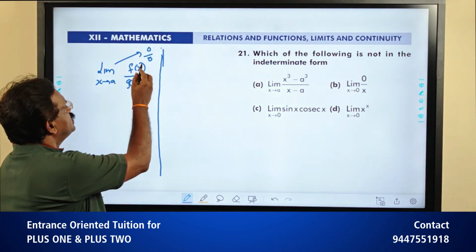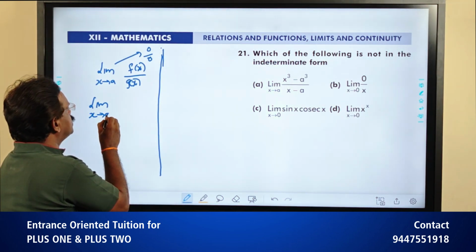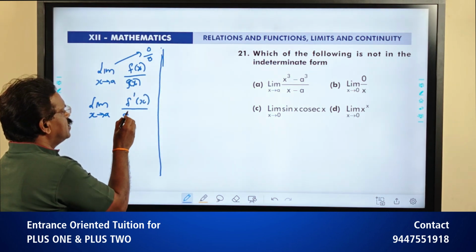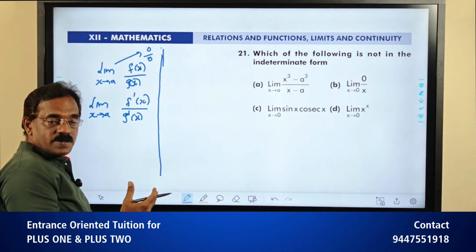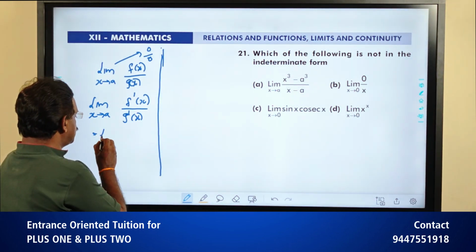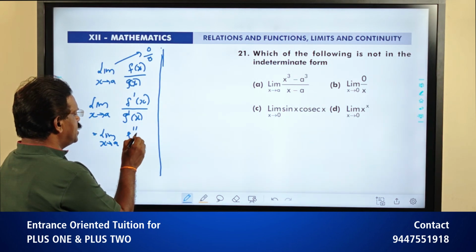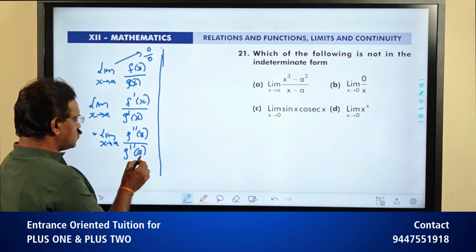If this 0/0 form comes, what you have to do means you just differentiate numerator and denominator and apply the limit. Again if it is 0/0, you can differentiate it again and you can continue this procedure till you get a perfect answer.